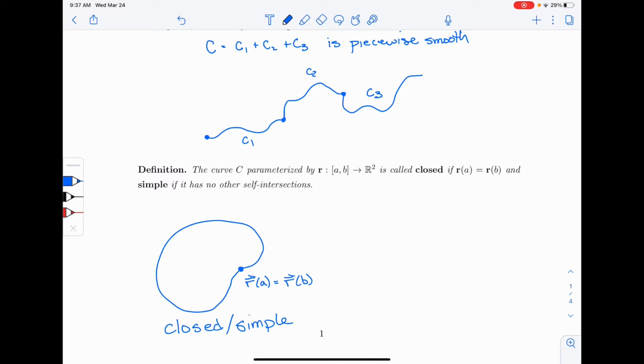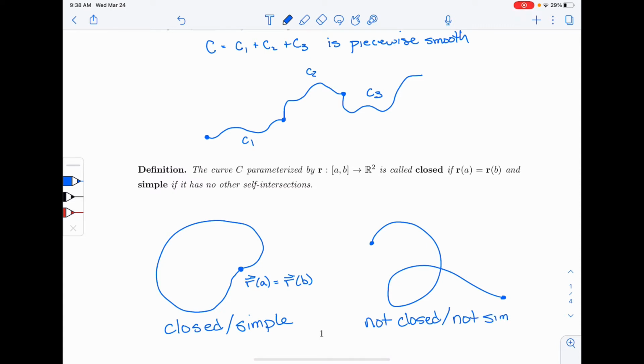But if you make a curve like this, maybe a giant 2, then that curve is not closed. The starting and ending points here are different. And it's also not simple because it intersects itself. Okay, now that we have these terms, we can move on to our statement of Green's theorem.